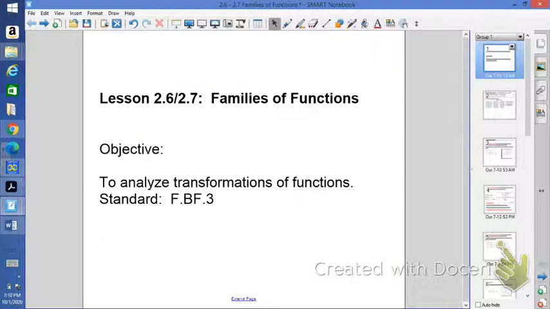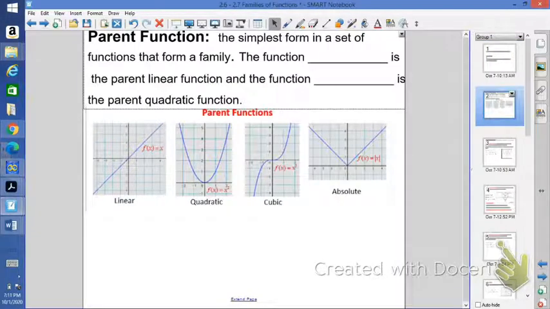Alright, lesson 2.6 and 2.7 is on families of functions, and the objective is to analyze transformations of functions. We're going to begin by talking about a parent function. This is the simplest form in a set of functions that form a family. The function y equals x is the parent linear function, and the function y equals x squared is the parent quadratic function.